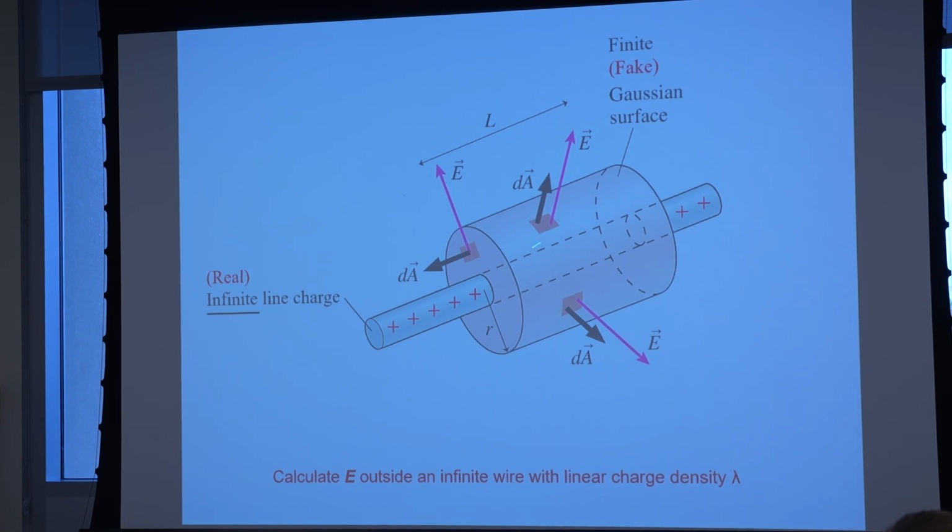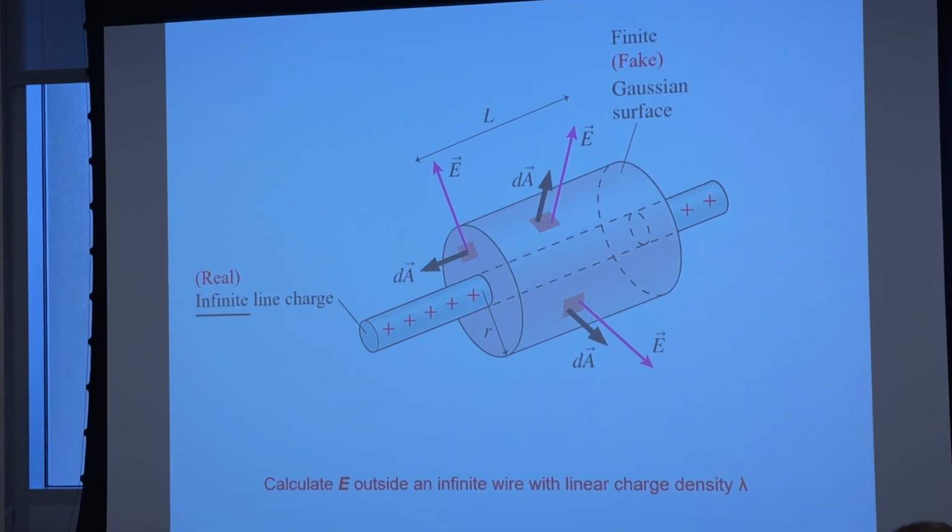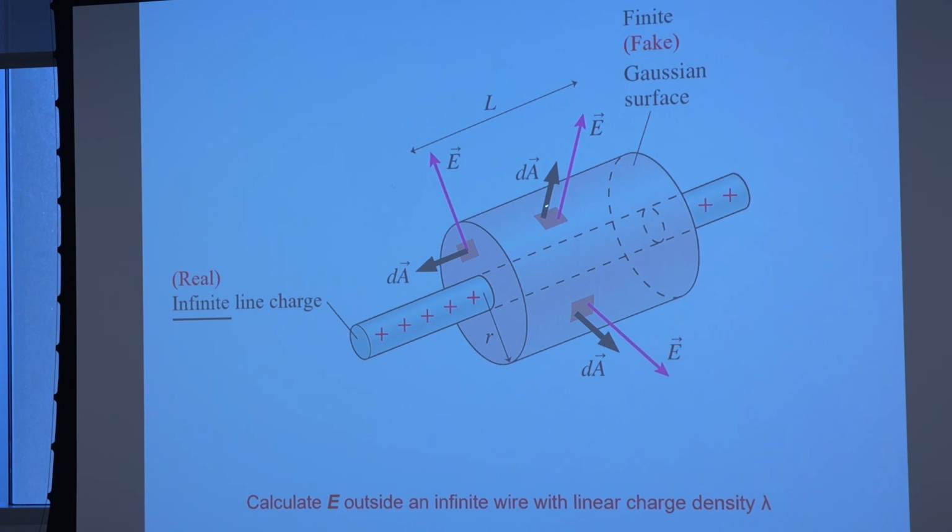Now look, I call this the barrel because I don't know what else to call it. This is an end cap, this is an end cap, and this is the barrel, right? So look at the barrel. Would everybody agree that the dA and the E have to be parallel? That kind of makes sense, right? It's radial, so everywhere on the barrel I can get rid of the dot product and pull the E out of the integral.